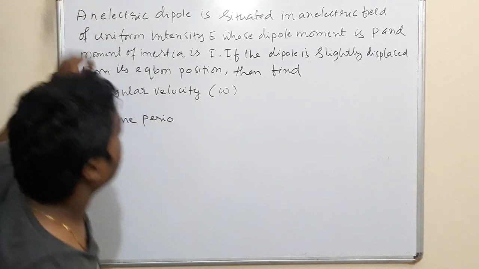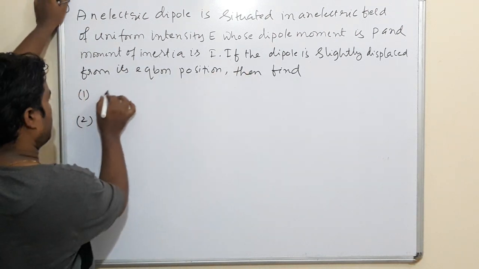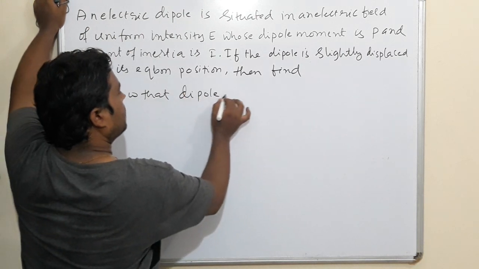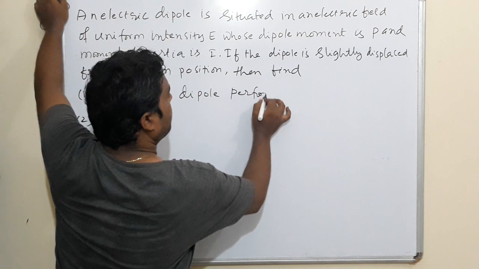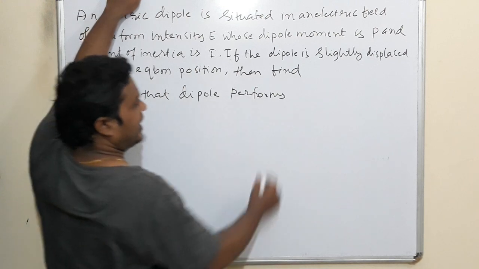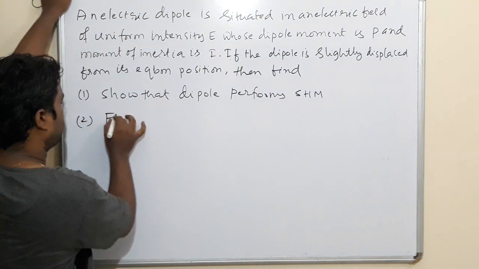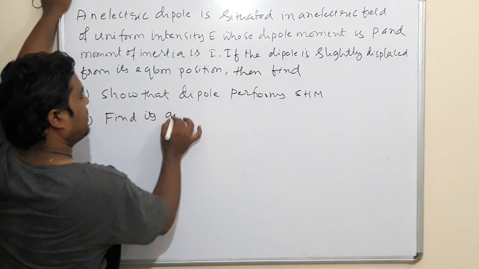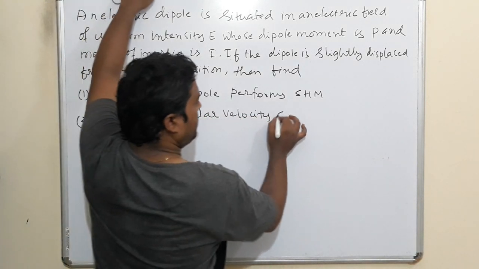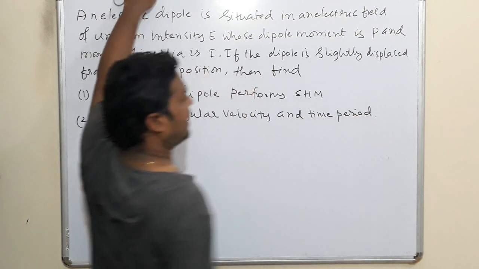Or first we will write this. If it is slightly displaced from its original position, from its equilibrium position, first let us say, show that the dipole performs SHM or angular SHM. Find its angular velocity and time period.